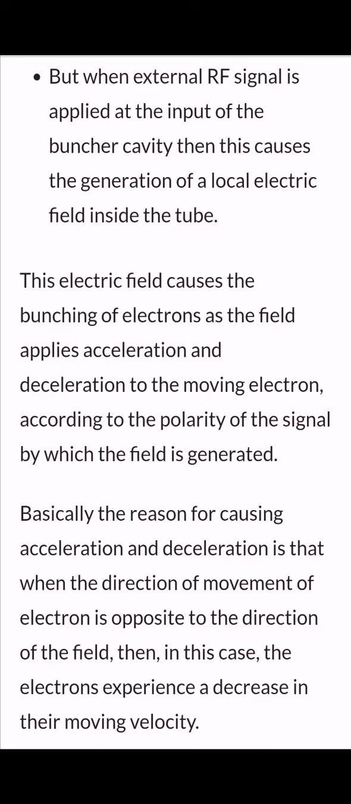This electric field causes the bunching of electrons, as the field applies acceleration and deceleration to the moving electrons according to the polarity of the signal by which the field is generated. Basically, the reason for causing acceleration and deceleration is that when the direction of movement of the electron is opposite to the direction of the field, then in this case the electrons experience a decrease in their moving velocity.